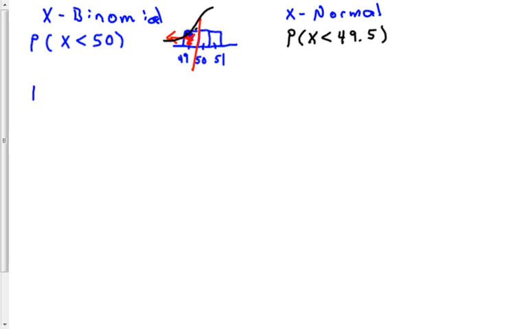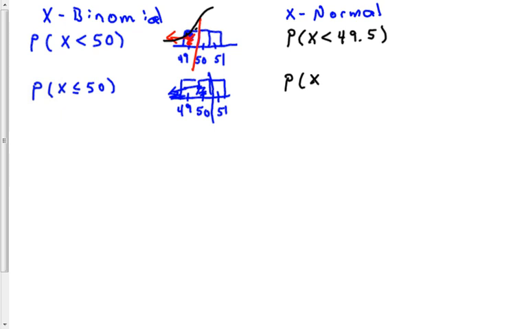Another scenario is that it would be less than or equal to 50. With our same little sketch, 50 or less, while halfway in between would be less than or equal to 50.5. And remember, in a continuous distribution, less than or equal to does not matter.